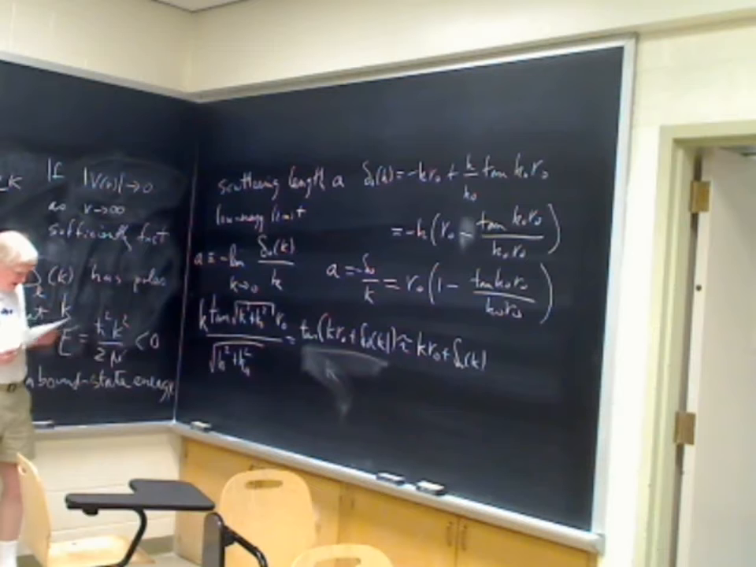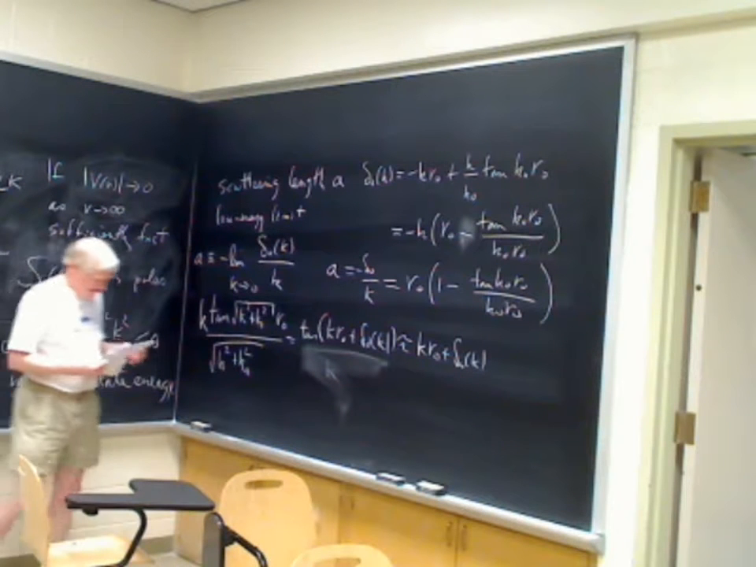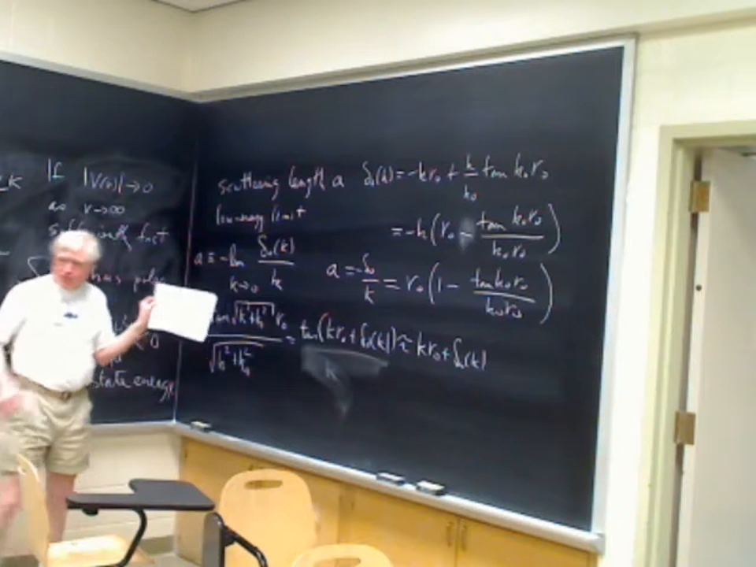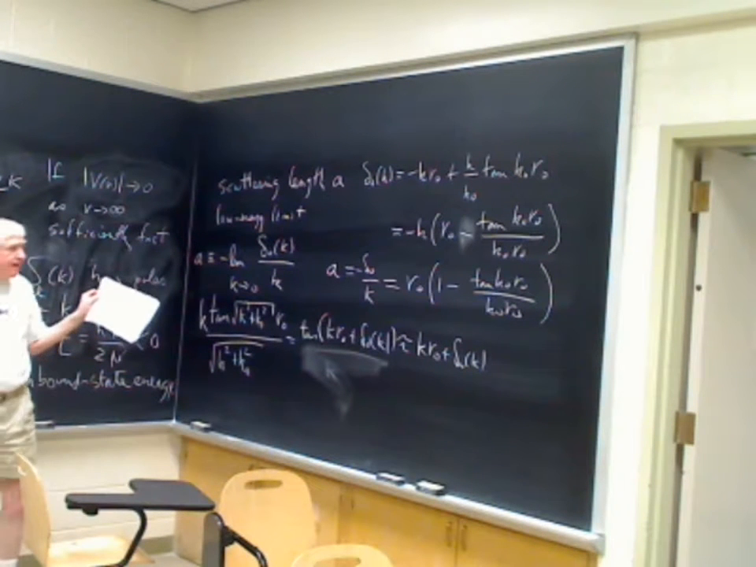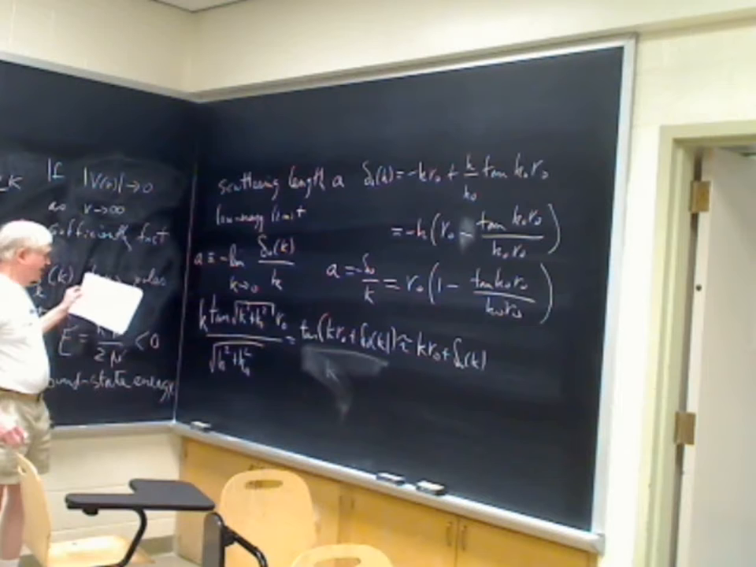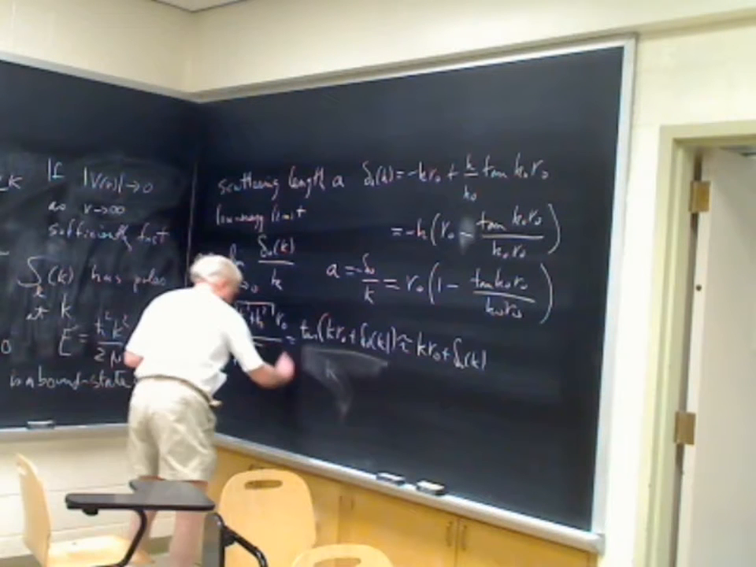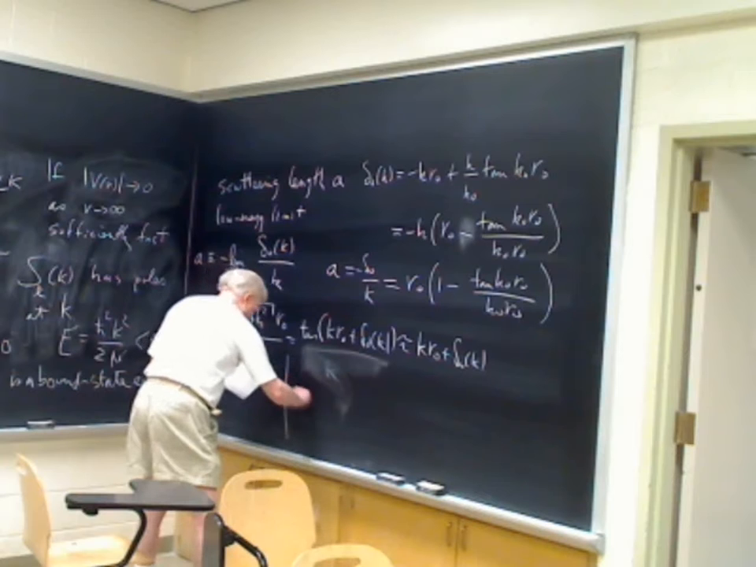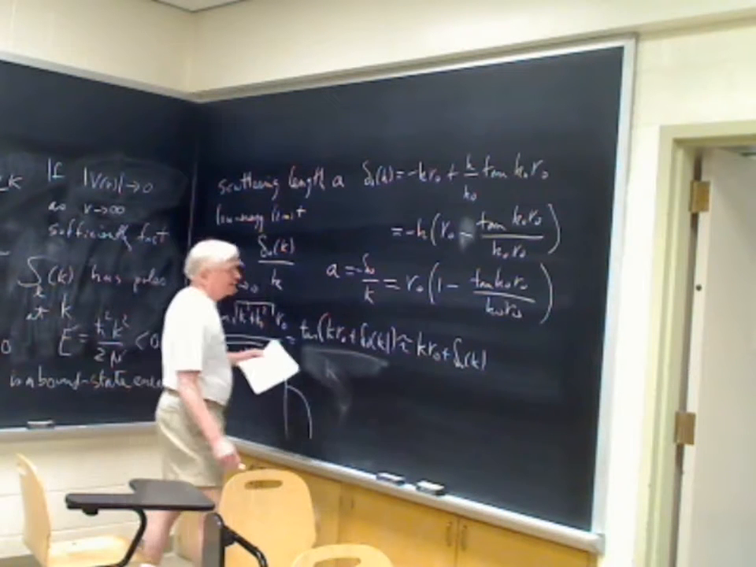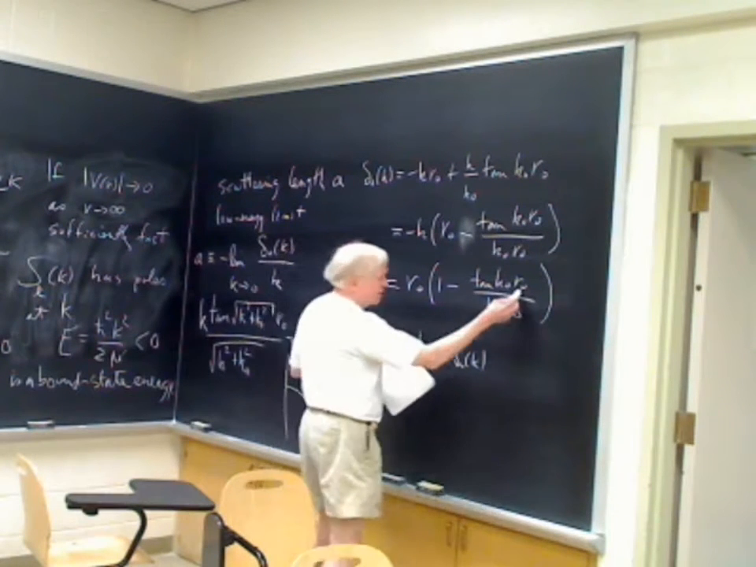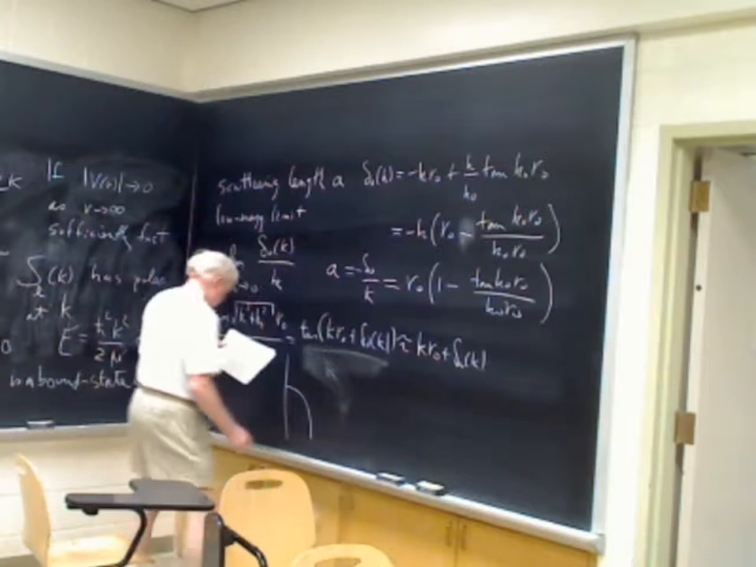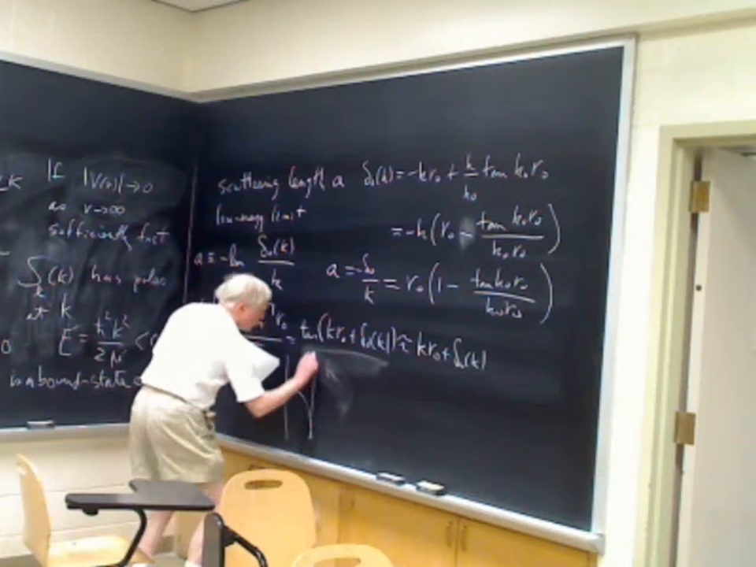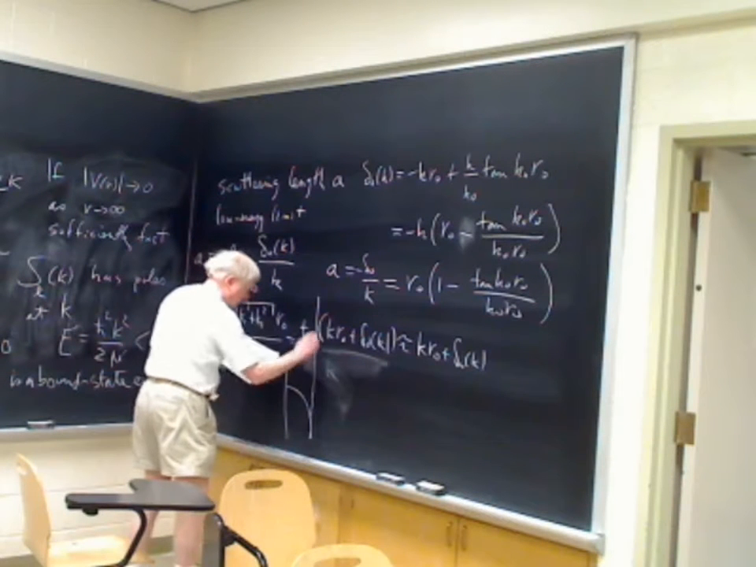What does it look like? All right, here's a picture of it, courtesy of GNU plot. If I draw it, as the scattering length is 0 to 0, it goes down, and when k0 r0 is pi over 2, it goes way down and then goes way up to infinity, then it comes back down.